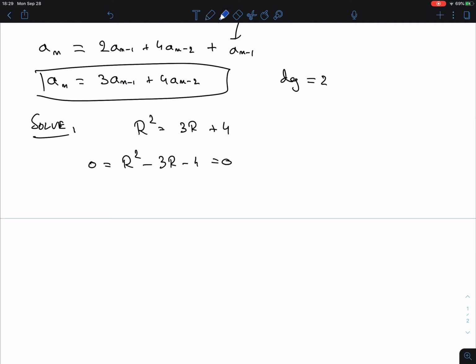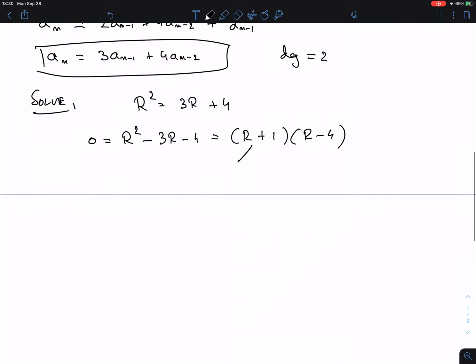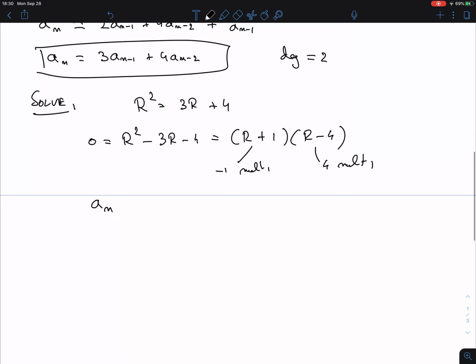So let me do it this way. That would be (r plus 1)(r minus 4), I think, right? Two numbers that multiply to make minus 4. Yes, that's correct. So we see that minus 1 has multiplicity 1 and 4 has multiplicity 1. That means that the general solution, because this is a homogeneous recurrence relation, by the way, right, is a_n equals minus 1 to the power n, and put in front of it a general polynomial of degree 1 less than the multiplicity, that's degree 0, that's a constant, and the same for the other one.